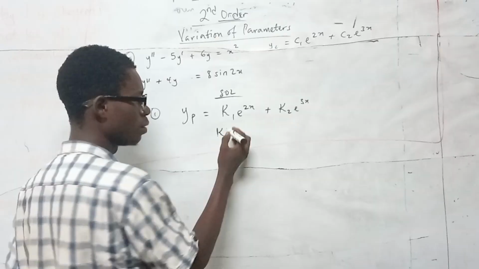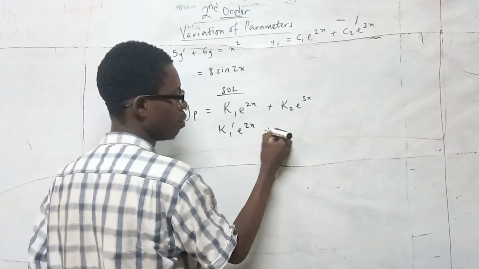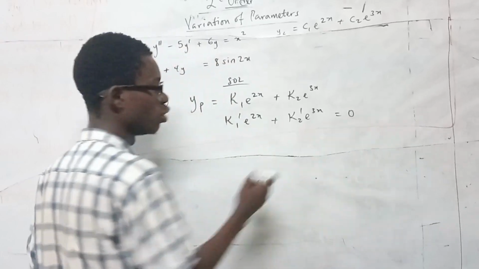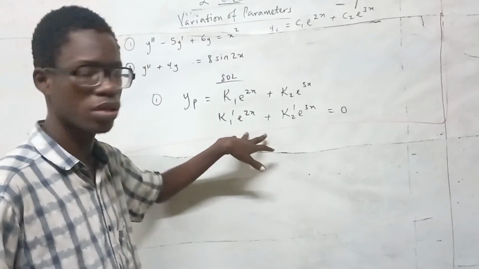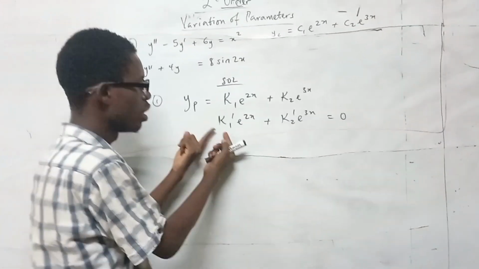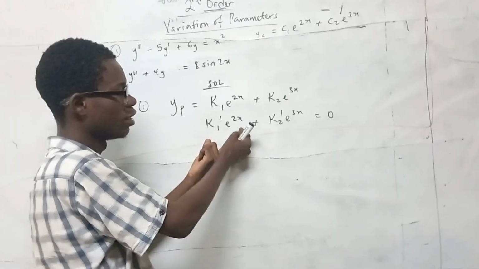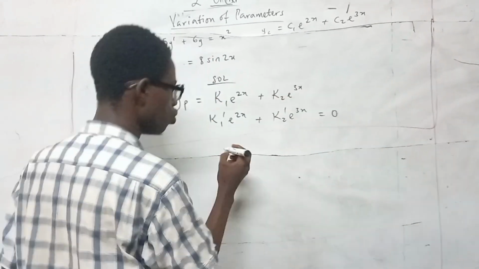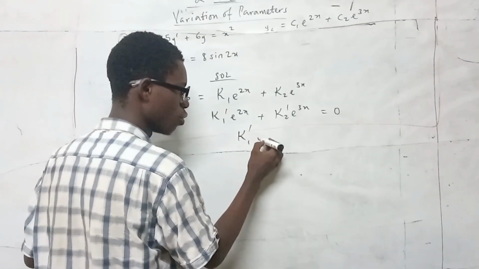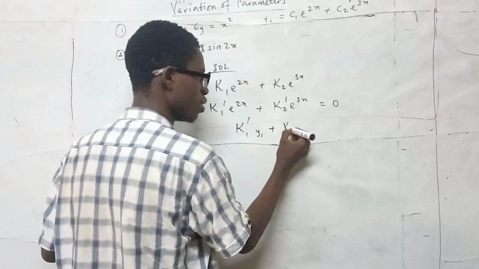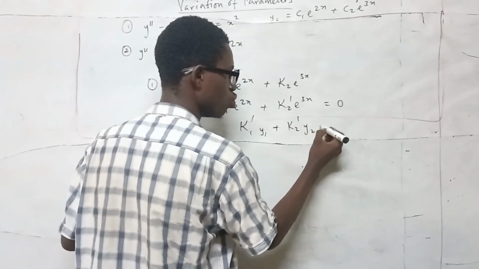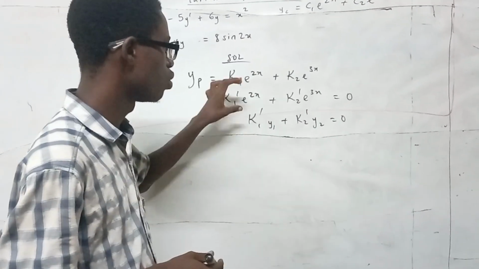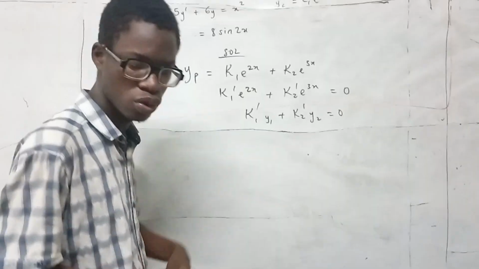So the second thing you're going to do is to impose this: K1 prime e raised to power 2x plus K2 prime e raised to power 3x equals 0. We impose this condition. In essence, we are going to write K1 prime y1 plus K2 prime y2 equals 0. Impose this condition. This is the second order ODE. So this is what we are going to be working with as time goes on.